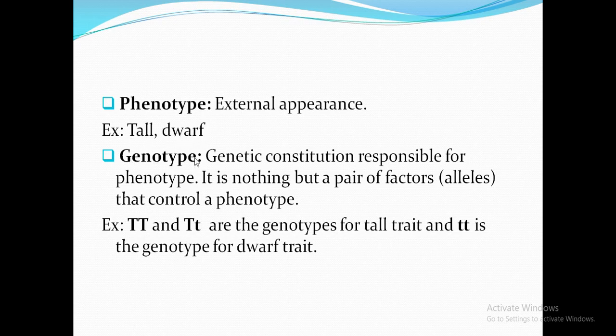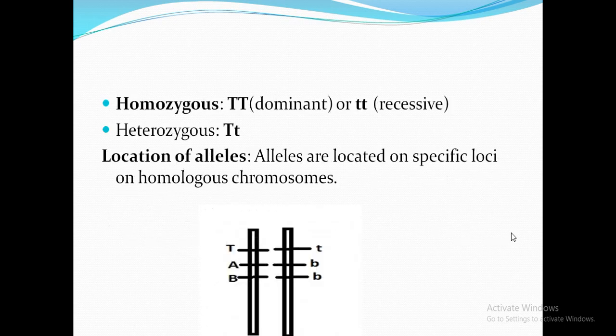Now, genotype is nothing but the genetic constitution responsible for the phenotype. It is nothing but a pair of factors or alleles that control a particular phenotype. Say, for example, this tallness. The tall character is controlled by two types of genotypes. One is homozygous dominant, and the other one is heterozygous. Whereas this dwarfness is controlled by two recessive alleles, small t and small t. Now, homozygotes. Let's see a few more definitions.